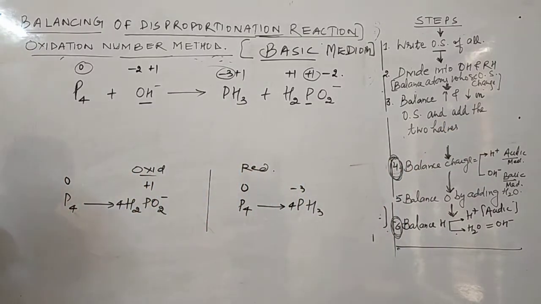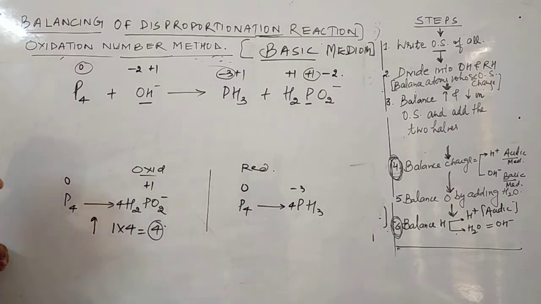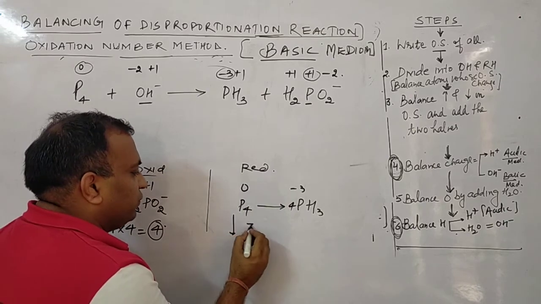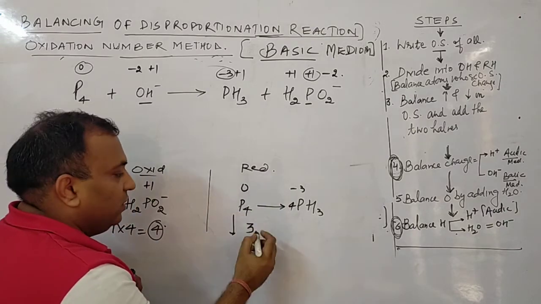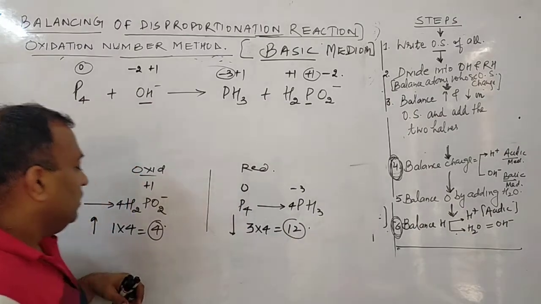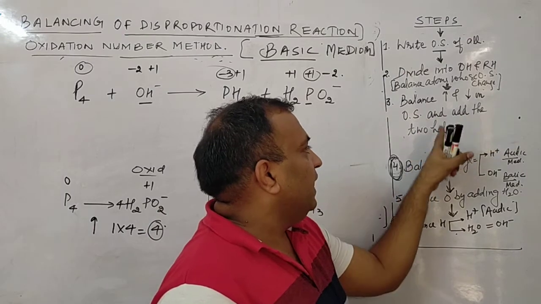अब इंक्रीज और डिक्रीज चेक करते हैं. बेटा 0 से 1 कितने का इंक्रीज है? 1 का इंक्रीज है, बट एटम कितने हैं? 4. So 1 into 4, the increase is of 4. Same here. 0 से -3, decrease is of 3. But 4 atoms है, 3 into 4, तो decrease कितने का? 12. अब balance increase and decrease and add the two halves.